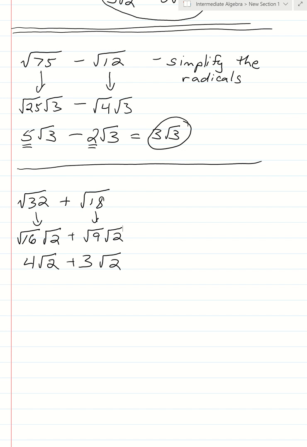And so now we're going to take the positive 4, and we will add to it the positive 3, and that's how we would get a 7 square root of 2 as your simplified answer. Okay, let me give you one to try on your own.